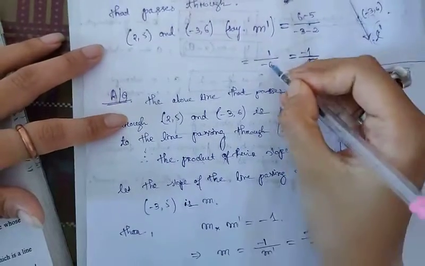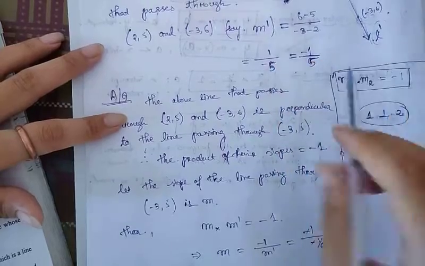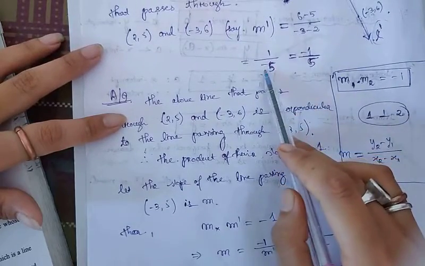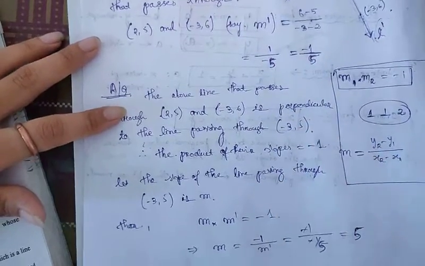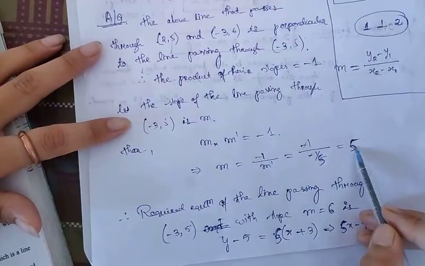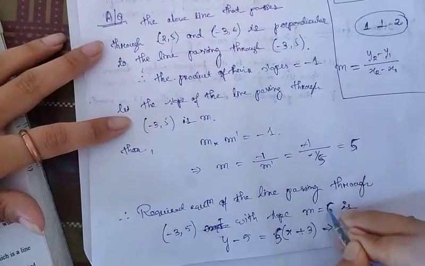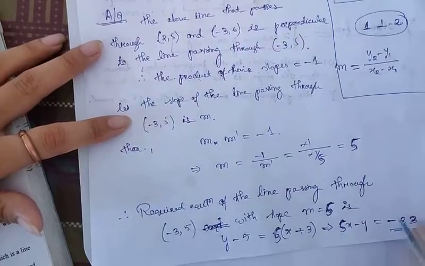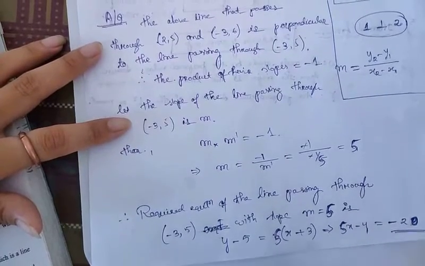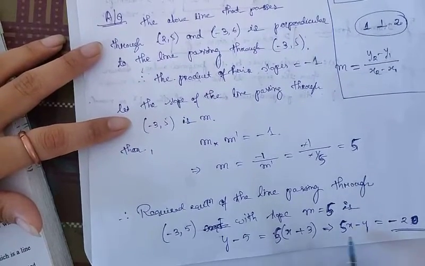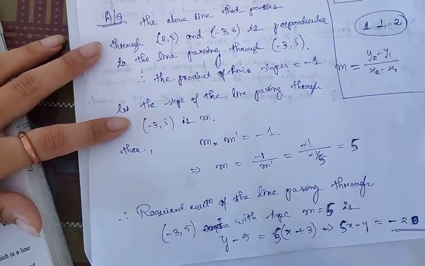Sorry guys, there was a calculation mistake. Here it will be minus 5 instead of 6, so here also in place of 6 we will have 5, so the calculation will be 5x minus 5 equal to minus 20.